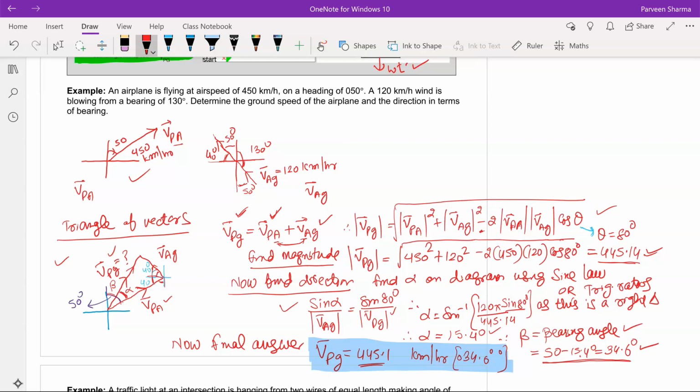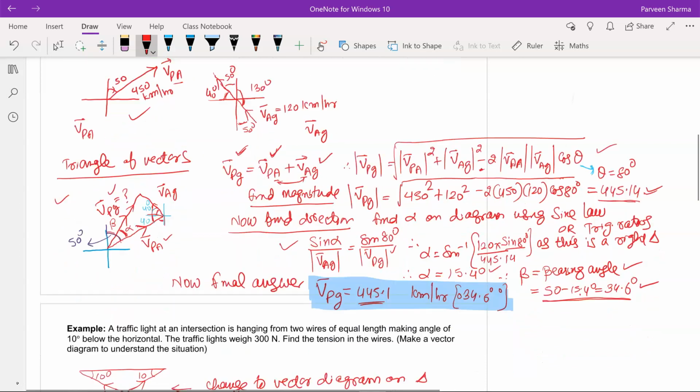That's a true bearing. If I want to write it as a direction in terms of the compass method, then I have to write north 34.6 degrees east, or I can subtract from 90 to find the angle from east, so that will be 55.4 degrees north of east. But the question is given in terms of bearing, so we have to write the answer in terms of bearing direction. Clear? So this is one of the examples.